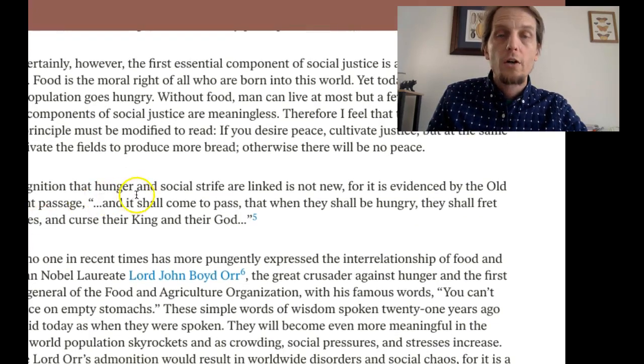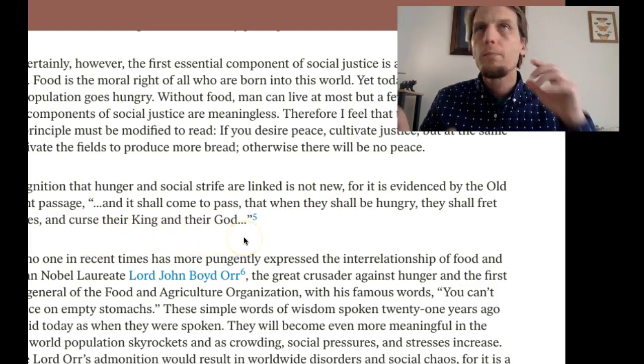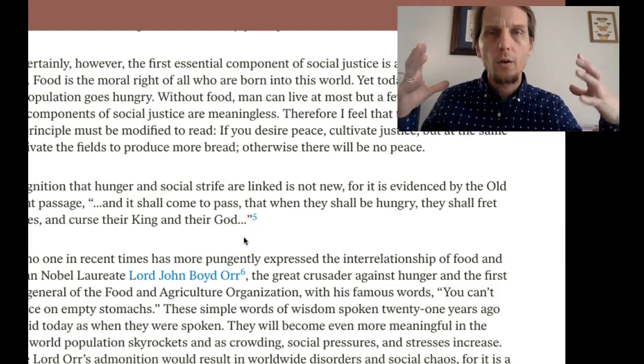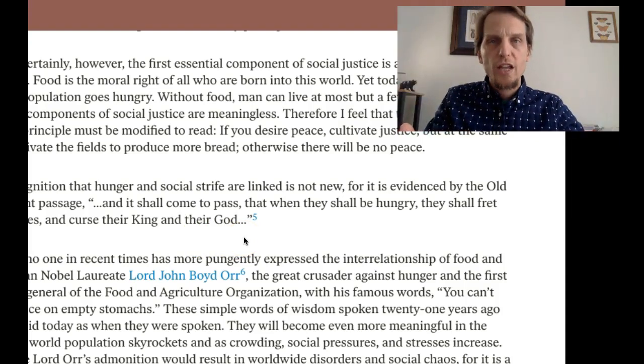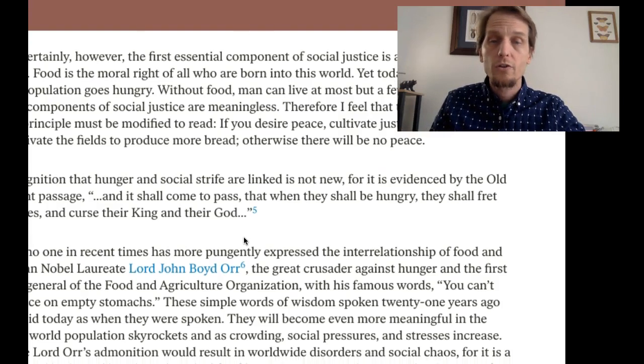The recognition that hunger and social strife are linked is not new, for it is evidenced by the Old Testament passage, "And it shall come to pass that when they shall be hungry, they shall fret themselves and curse their king and their God." I mean, people, you've seen this before in riots. They loot, they hoard. After a natural disaster, it's neighbor for their neighbor. But if that natural disaster doesn't get Red Cross or Salvation Army or aid quickly, they really begin to turn in on themselves. And it's a scary situation.